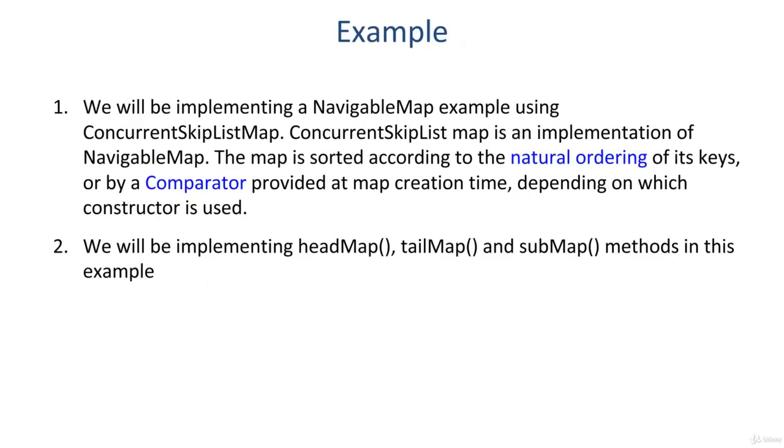For example, we'll be implementing a NavigableMap example using ConcurrentSkipListMap. ConcurrentSkipListMap is an implementation of NavigableMap. The map is sorted according to the natural ordering of its keys, or by a comparator provided at map creation time, depending on which constructor is used. We'll be implementing the headMap, tailMap, and subMap methods in this example.